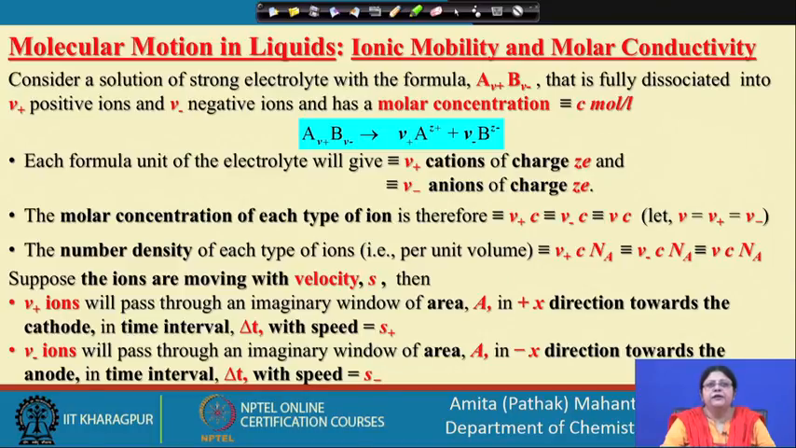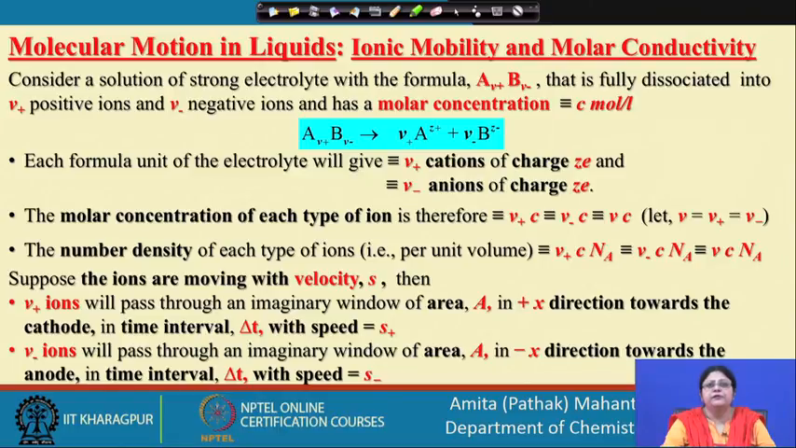Okay. So, each of the formula units of the electrolyte will give me how much? It will give me the charge of the ion which is associated with Ze. So, if I am looking into the formula unit of the electrolyte, then I should get nu plus number of cations of Ze plus charge and nu minus number of anions of charge Ze minus, right.